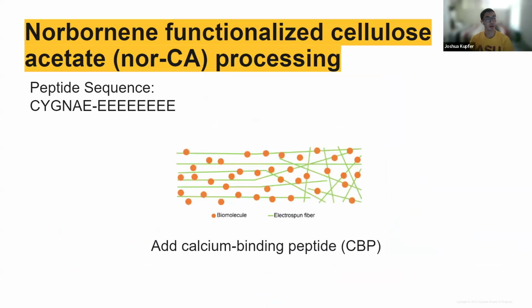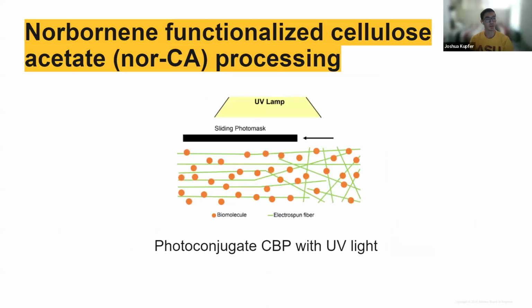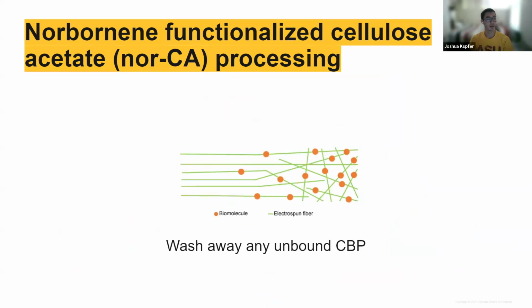Norca is processed by adding a calcium-binding peptide to the scaffold. This peptide is photoconjugated to the Norca using UV light. Lastly, any unbound peptide is washed off of the scaffold.